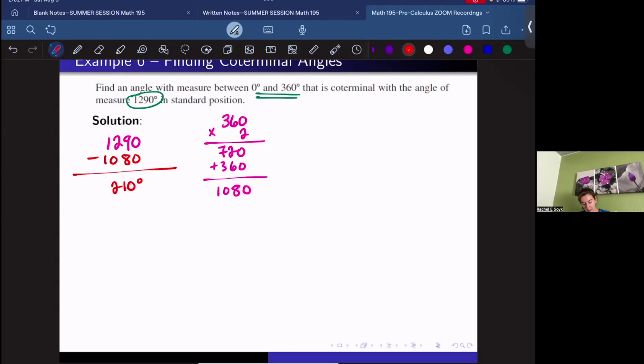Would you look at that? It's between 0 and 360. That's our answer. Can you just subtract them separately each time? You can, but that takes too long. We want to do it quickly and efficiently.